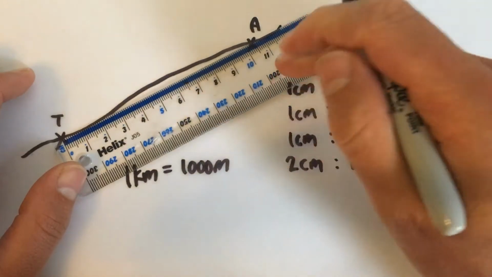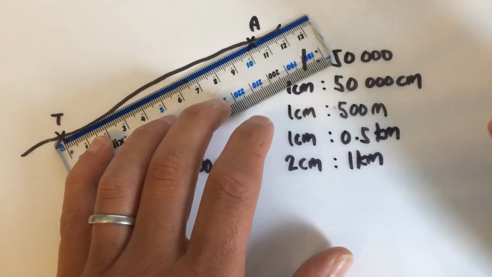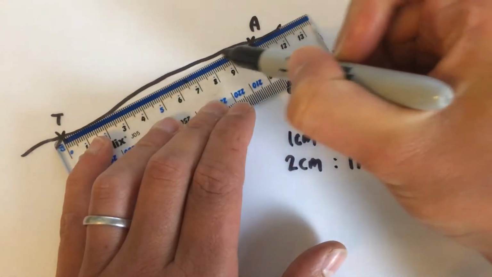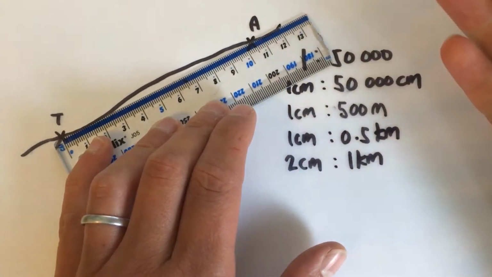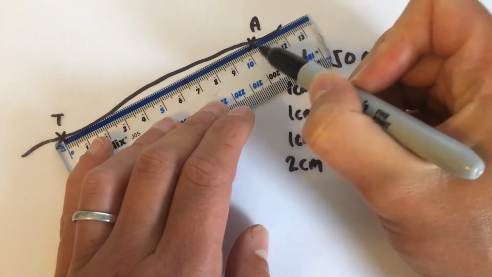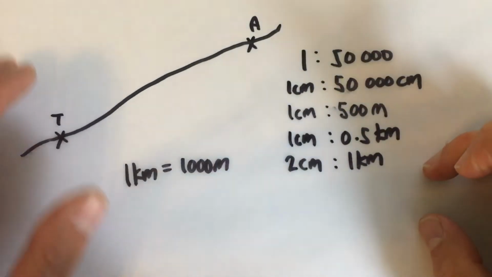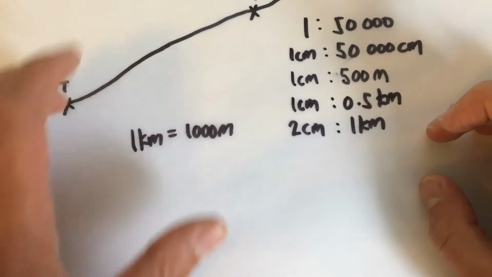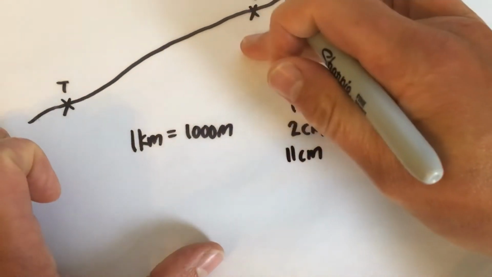Now here it's coming up as 10.5 centimetres. I can use that, but I might want to add a little bit extra to account for this curve that's in the road. And it's okay to do this. So I will say 11 centimetres just to account for that little curve there. So on the map, the distance between T and A, I'm going to say is 11 centimetres along this road.